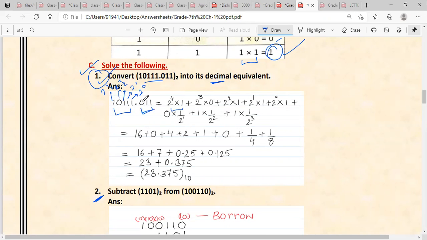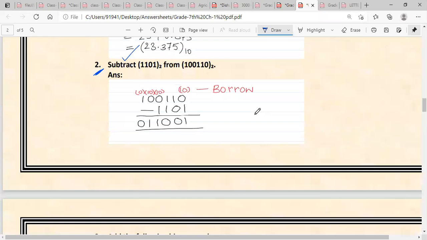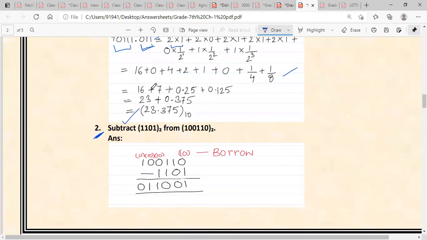And for the right side, start by multiplying with 2 power minus 1, the second digit with 2 power minus 2, and the third digit with 2 power minus 3. Okay, then add. When you add, at last you will get a decimal number. Similarly, you can practice these kinds of questions on your own.